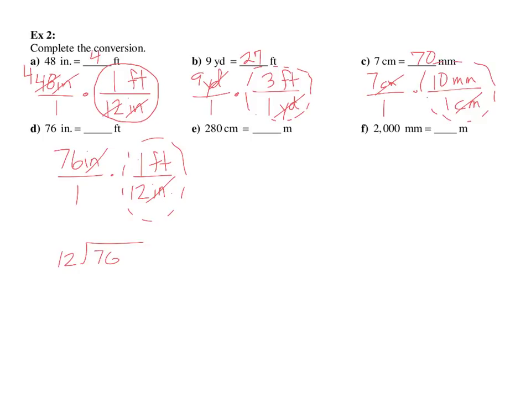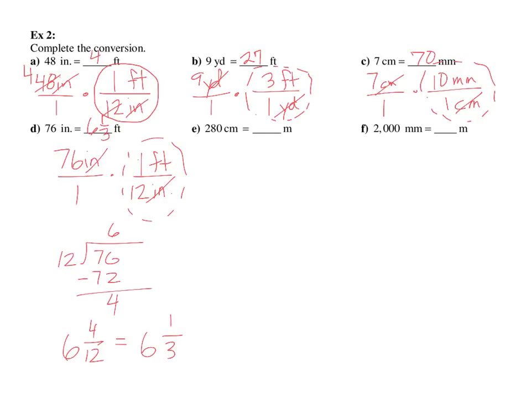Alright, goes in there 6 times. 6 times 12 is 72. Difference is 4. Okay, so I have 6 and 4/12 of a foot. And 4/12 also reduces to 1/3. Alright, so 6 and 1/3 of a foot.